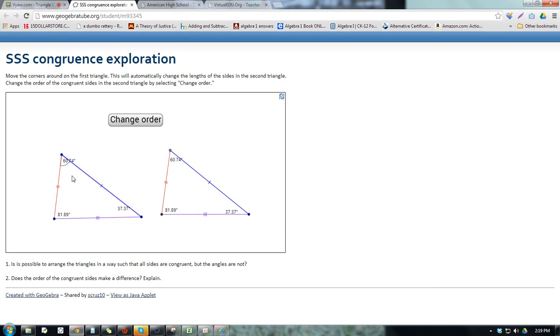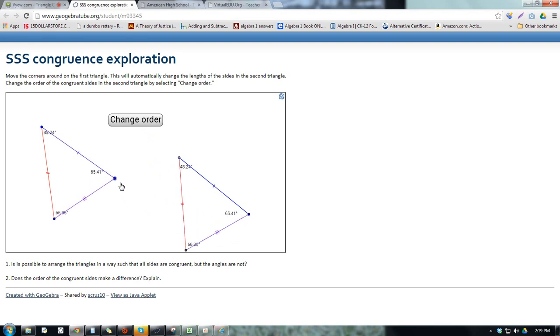Now, if you see on the left-hand side, you should be able to move the shape and change the shape of the triangle. But no matter what you do, all the three sides are going to stay equal. You can do it by pressing on the points on the left side, the triangle on the left side. As you can see, the sides will change, and we can actually change the order of the sides if you click that button.